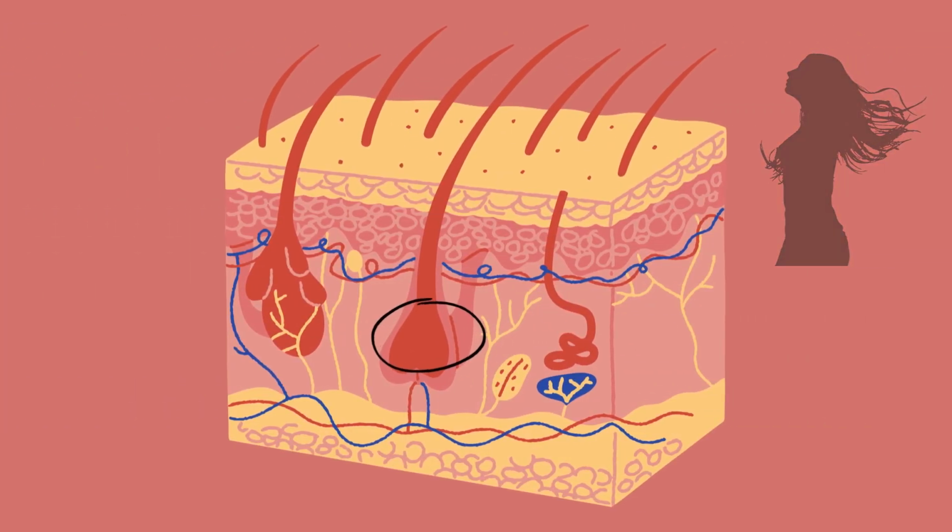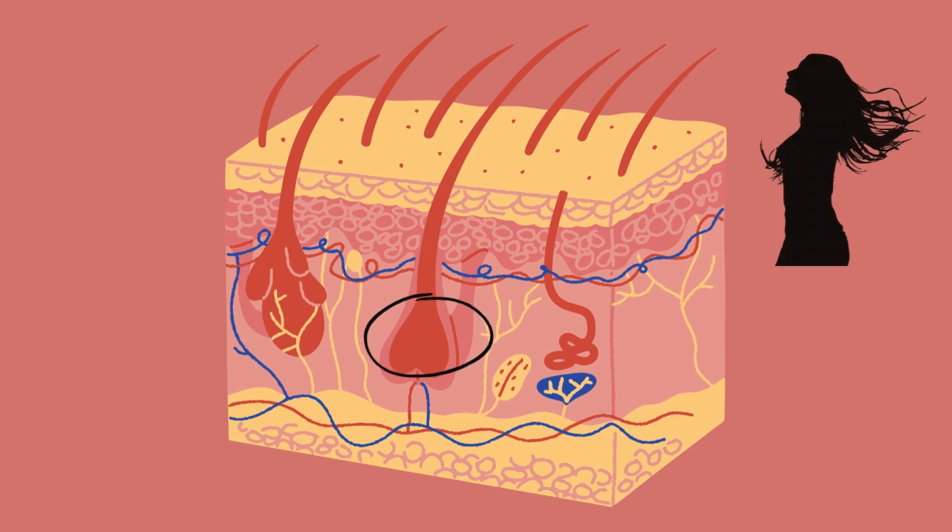The hair root. It gives your hair blood supply and the nutrients it needs to grow. It also receives the new cells that will add up to the hair shaft. It is the only living part of the hair.